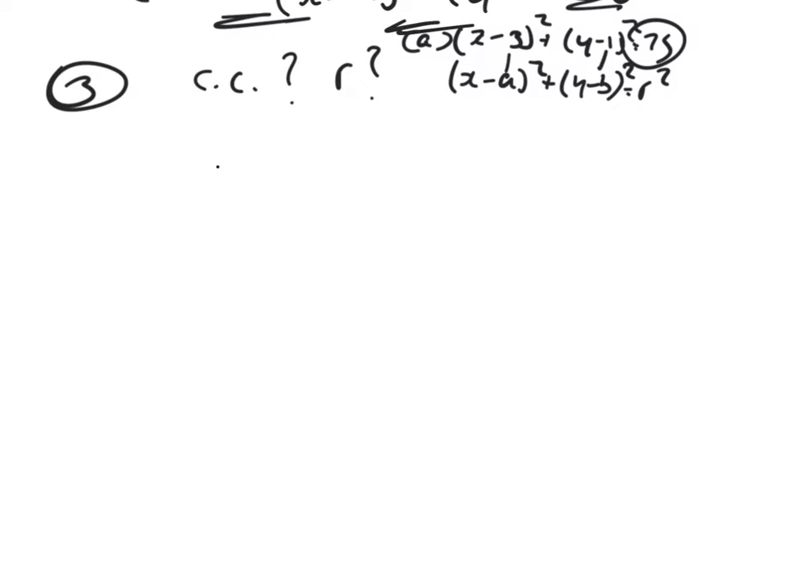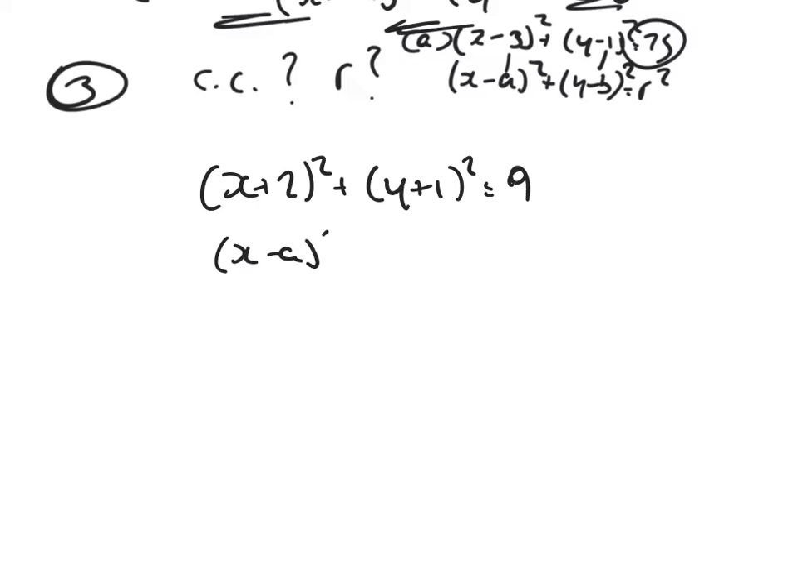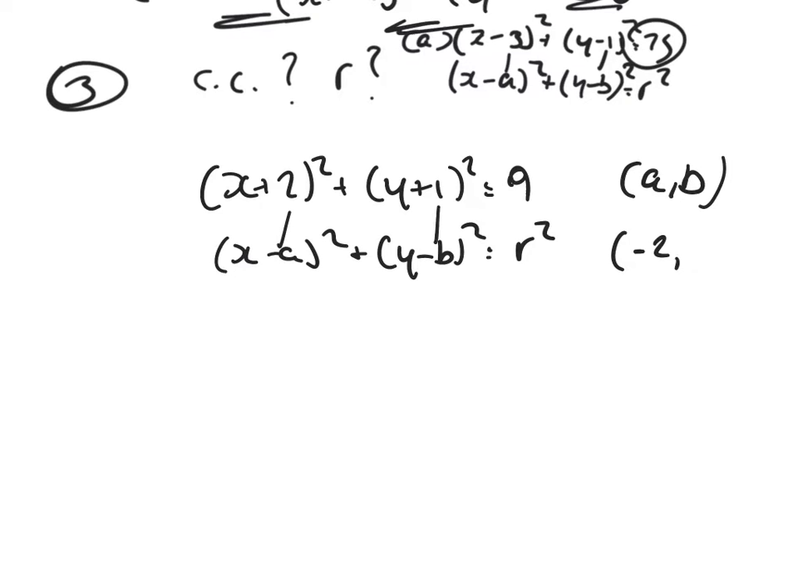Okay, question b. We've now got the equation (x plus 2) all squared plus (y plus 1) all squared is equal to 9. So remember, it's of the form (x minus a) all squared plus (y minus b) all squared is equal to r squared. Remember, the circle centre is (a, b), so minus a is 2, which means a is minus 2. Minus b is 1, which means b is minus 1. That's the circle centre. The radius squared is equal to 9, which means the radius is the square root of 9, and that's 3.